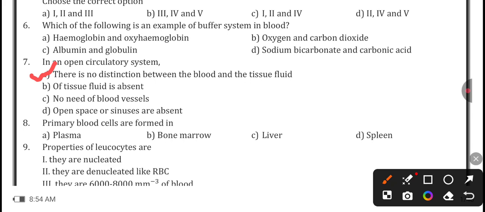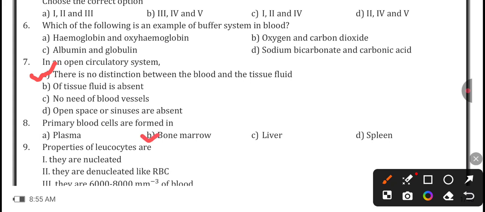Now primary blood cells are formed in: option A plasma, option B bone marrow, option C liver, and option D spleen. The primary blood cells are formed in the bone marrow, and the process of formation of the blood cells is hemopoiesis.